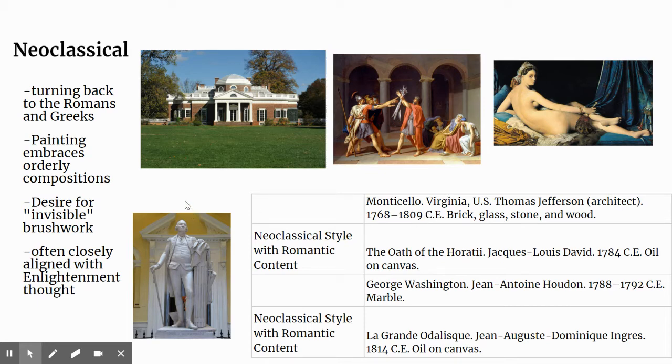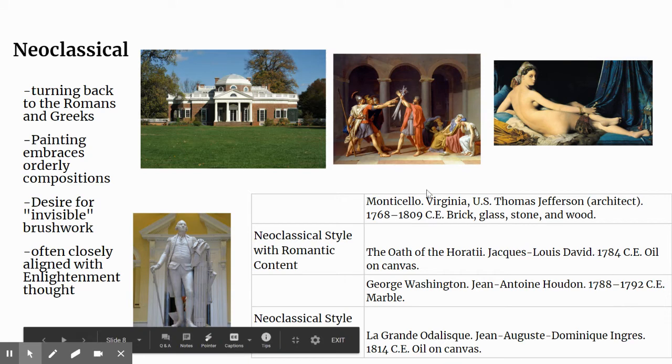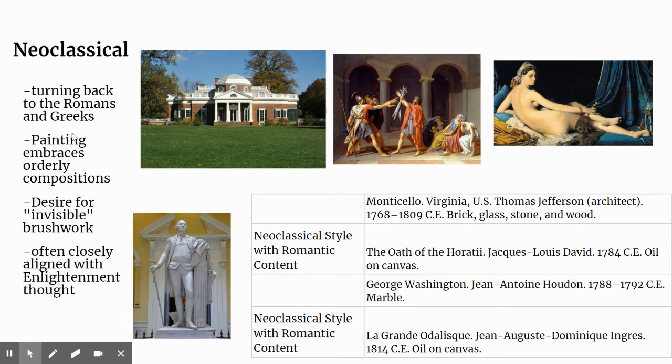We're in the mid 18th century, right? So we're in the 1700s, late 1700s, and sometimes even in the 19th century. So yes, hundreds of years have passed, and yes, there's a coming back to the Romans and Greeks at this point. With coming back to the Romans and Greeks and what they're interested in, there's emphasis on orderly compositions. There also happens to be, with Neoclassicism, a desire for brushwork that you can't even see.